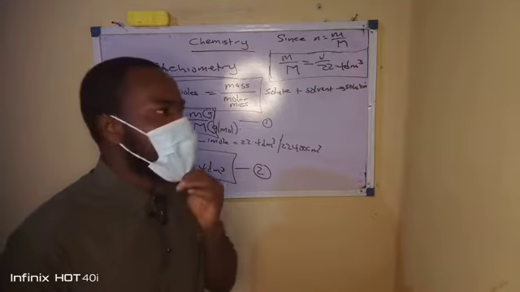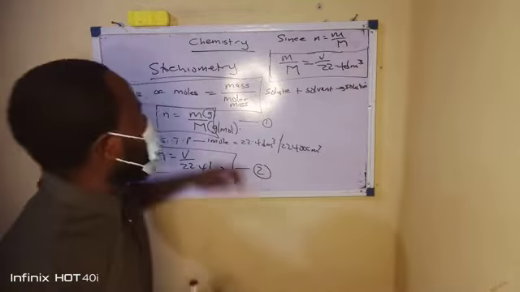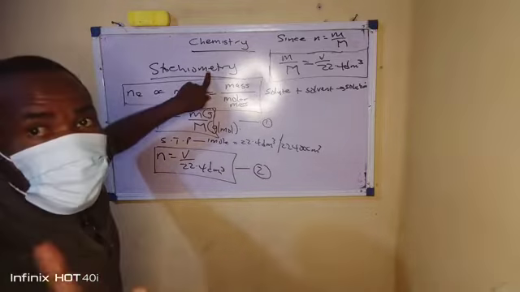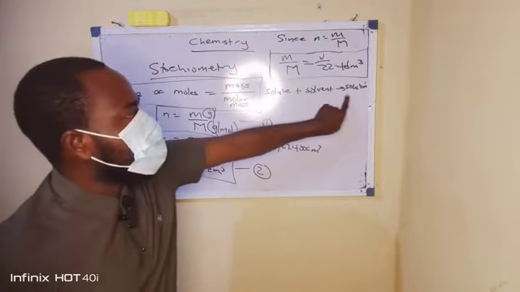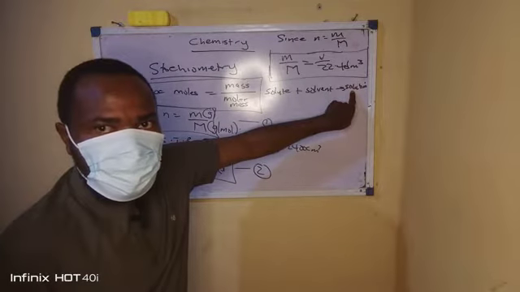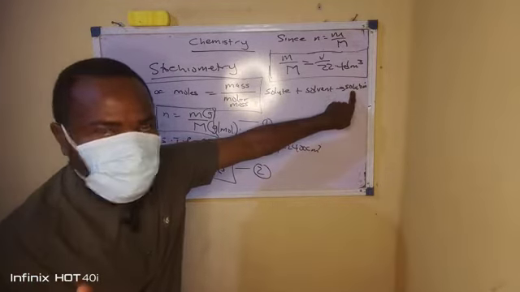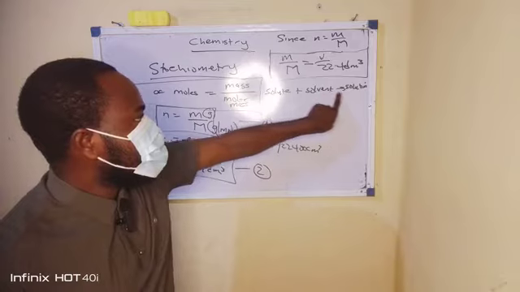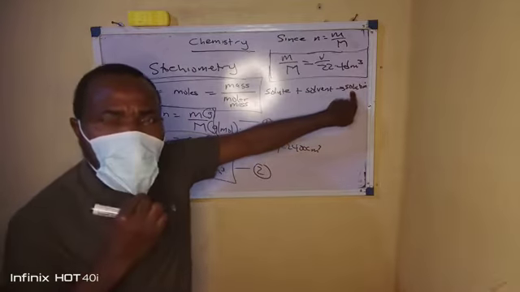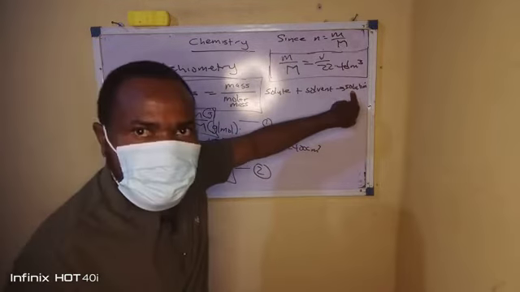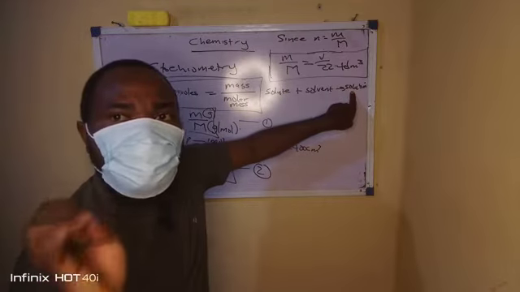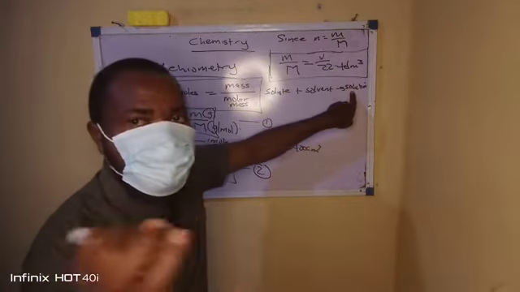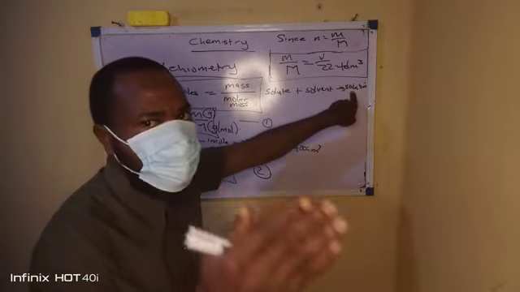Now, because we are dealing with stoichiometry, please put at the back of your mind that the amount of solutes and solvents in 1 dm cube of a solution is known as the concentration. Now, concentration can be expressed in different forms. There is mass concentration, molar concentration, which is molarity, molality, and normality.